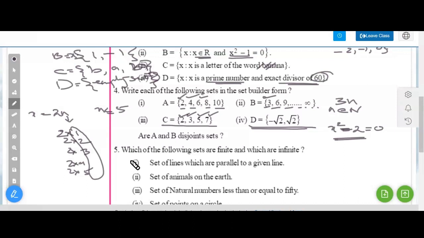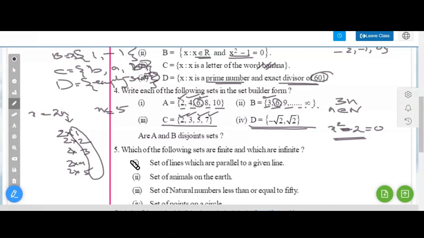Okay, so this is one condition for this D set. Are A and B disjoint sets? No, because you can see 6 is repeated in both the sets. They are not disjoint.